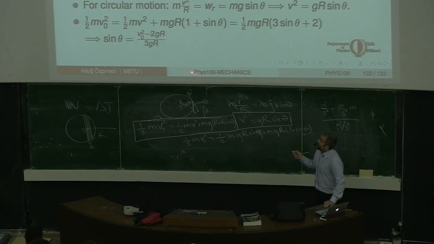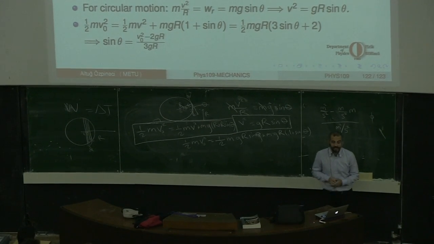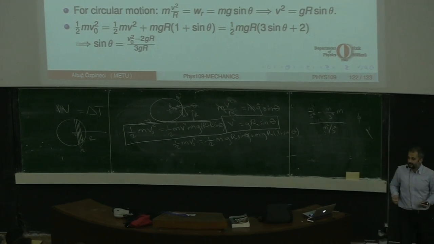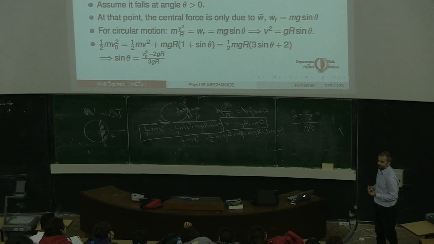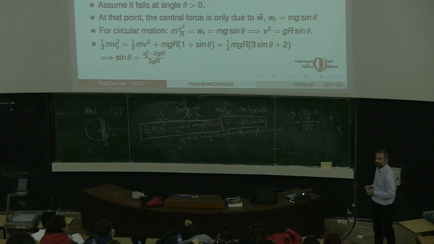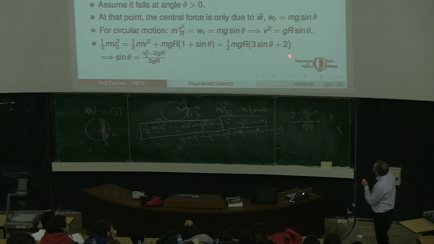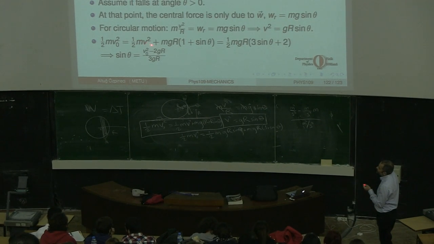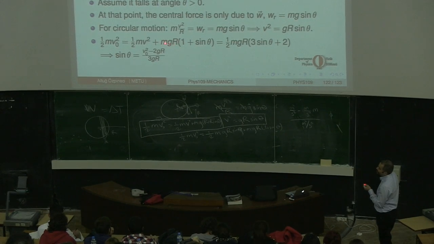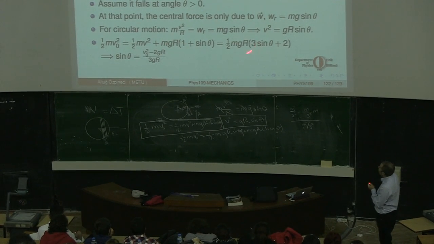So it just means that at no angle my car falls down. The solution of this equation gives me the angle at which my car leaves the track. If this equation doesn't have any solution, that means my car is never leaving the track. This 3 over 2 sine theta, this is the equation we have. v squared is g r sine theta. So here I have one over two m g r sine theta. Here I have another m g r sine theta. One over two plus one is three over two.